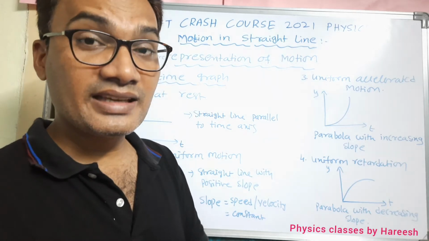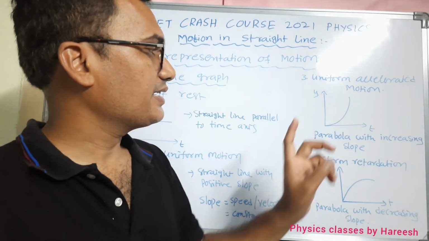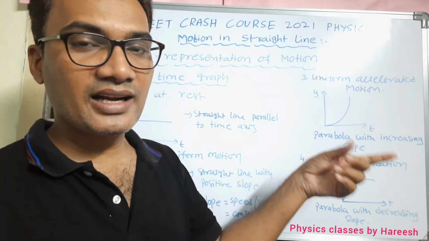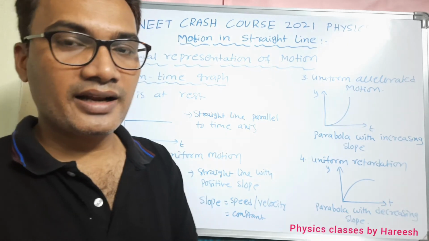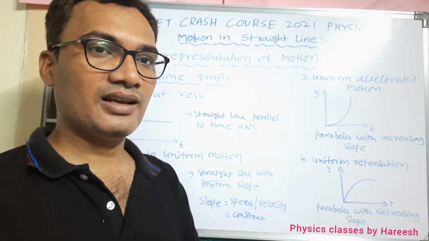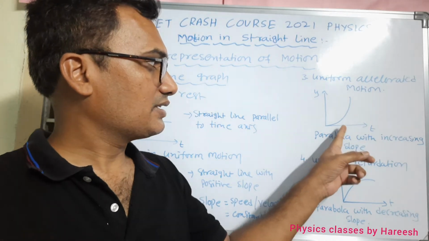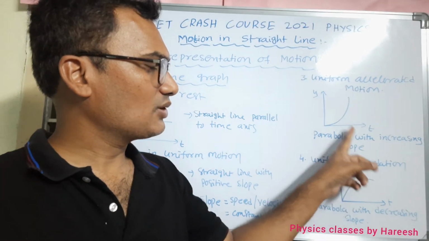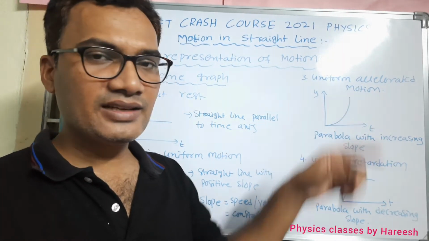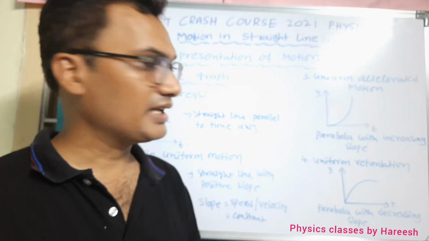For accelerated motion, the shape of the graph is a parabola with increasing slope. Uniform acceleration means the rate of velocity increases, we can say that. So here a parabola with increasing slope. The slope will give the increasing velocity.